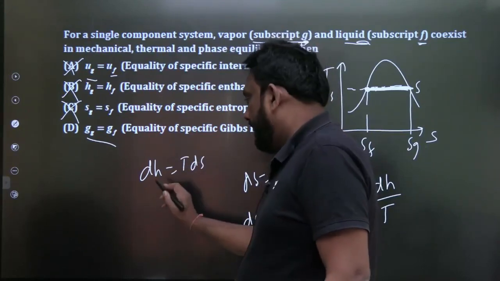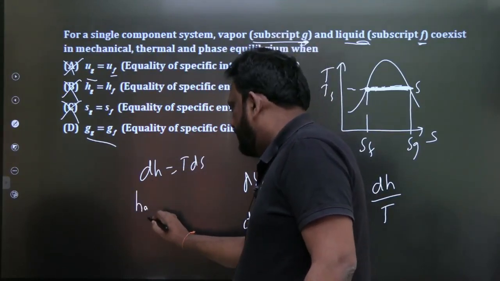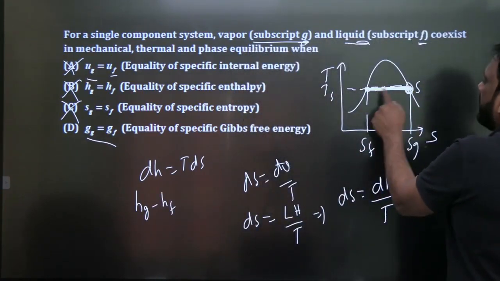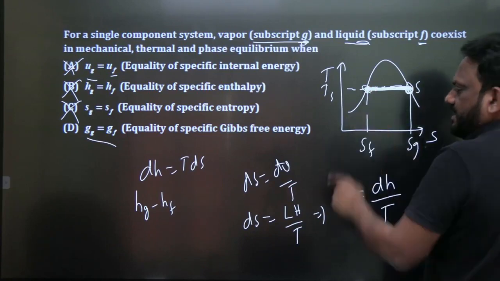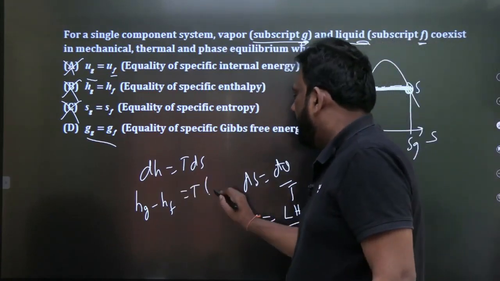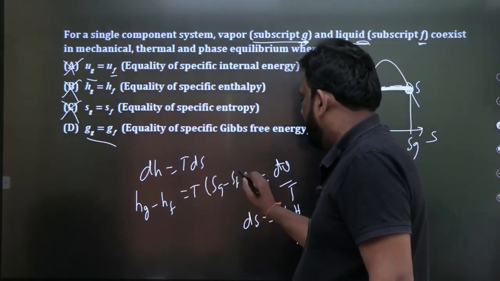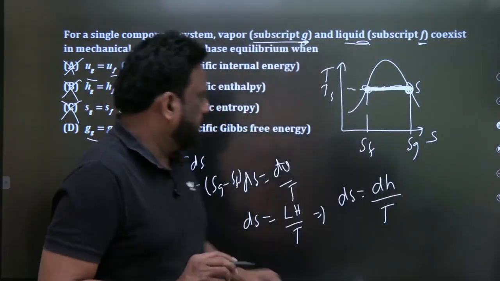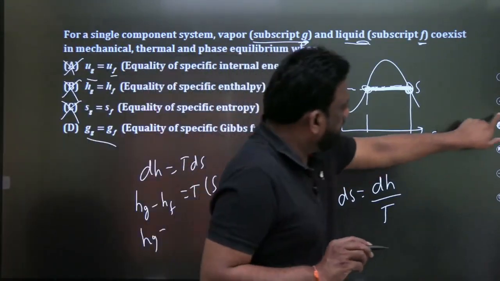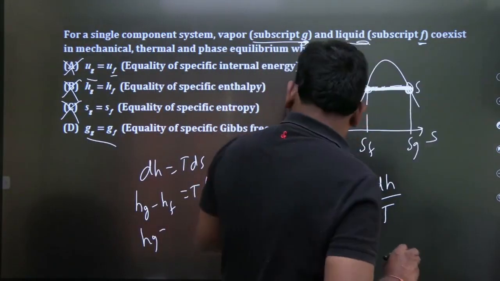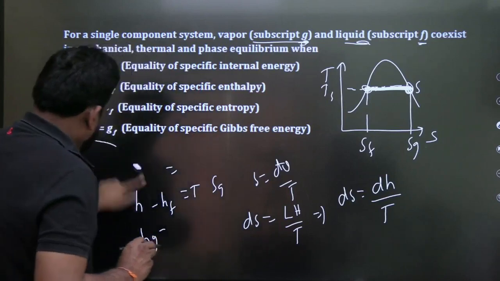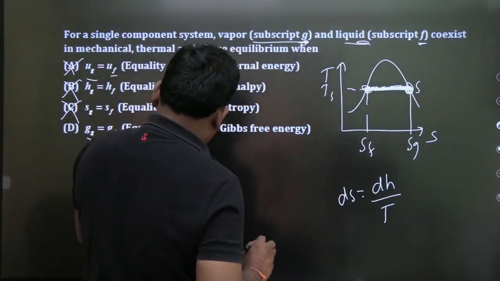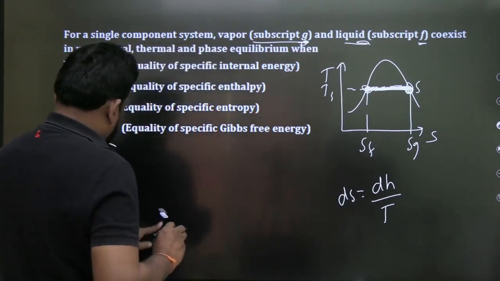No problem at all. Look once, dH is Hg minus Hf, for the phase change. Hg is this, Hf is this. Hg minus Hf is equal to T into the entropy change, Sg minus Sf. Now see, Hg minus Hf, here I write, no problem at all. Let me check this. So you know this equation. So during phase change, don't worry sirs, absolutely fine.